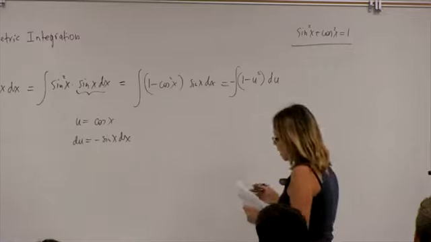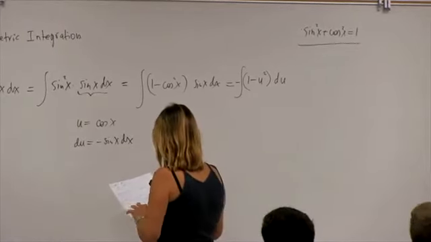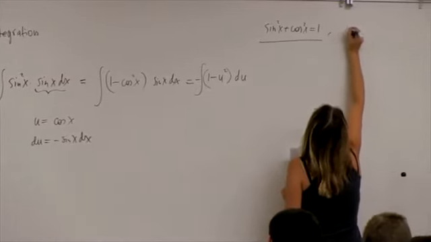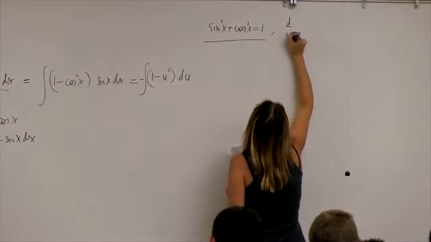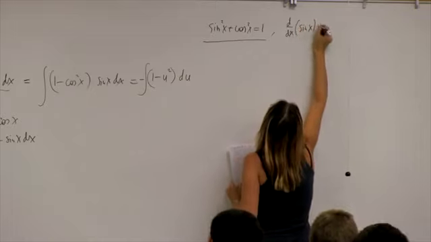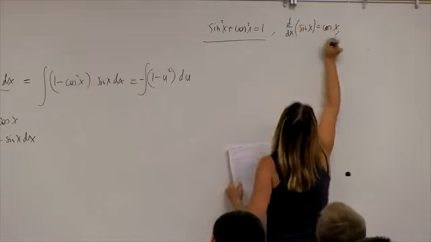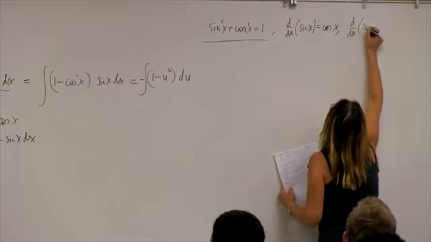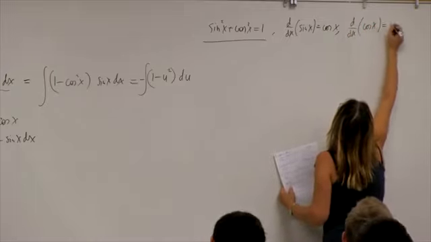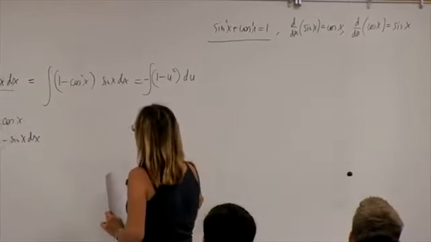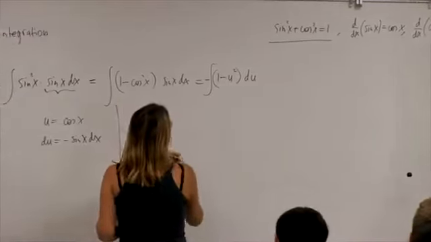What did I use here? I used the fact that d/dx of cosine x is minus sine x. So one of these I used to evaluate this integral. And now we're almost done.